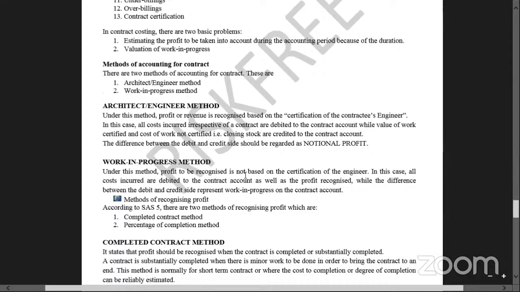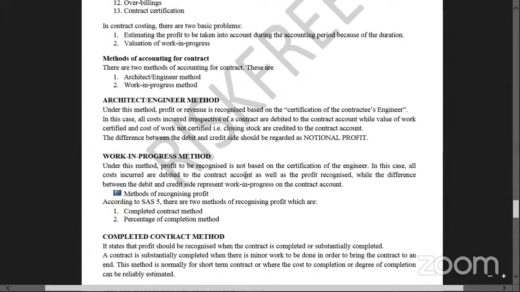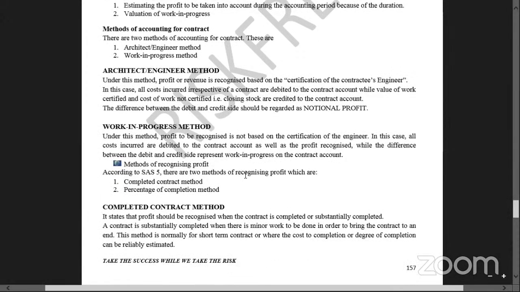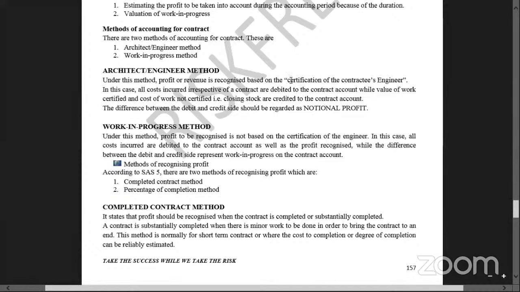Now, the methods of accounting for contract that we'll be looking at, number one. There are two methods of accounting for contract. These are the architect and engineer method. Then we also have what we call work in progress. What do we mean by the architect and engineer method? Under this method, profit or revenue is recognized based on the certification of the contractee's engineer.